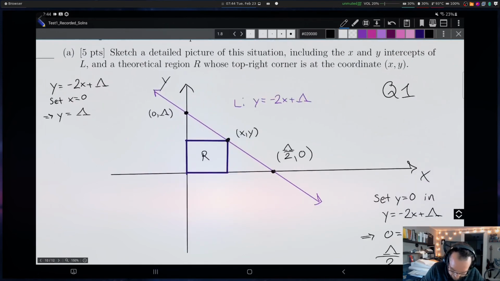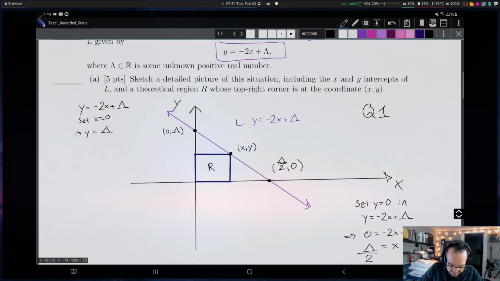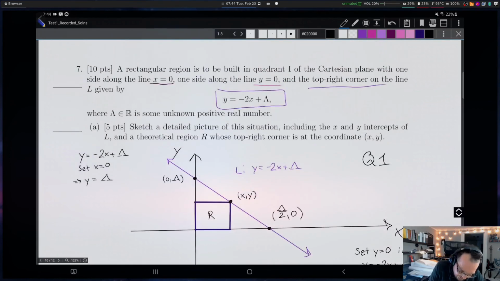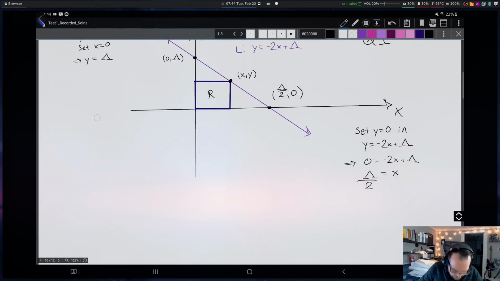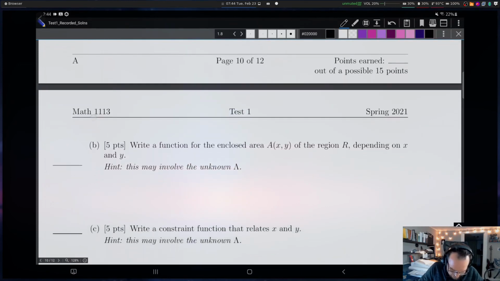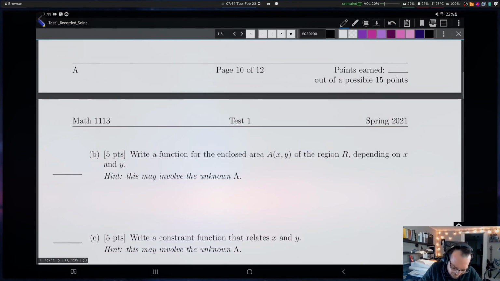Okay, and really this is all we really need for the sketch of the situation. We've just kind of followed the geometry instructions they've given us in the first part. Okay, so now we need to know something about the enclosed area of the region R, and it should somehow depend on x and y. And so this is this question here.